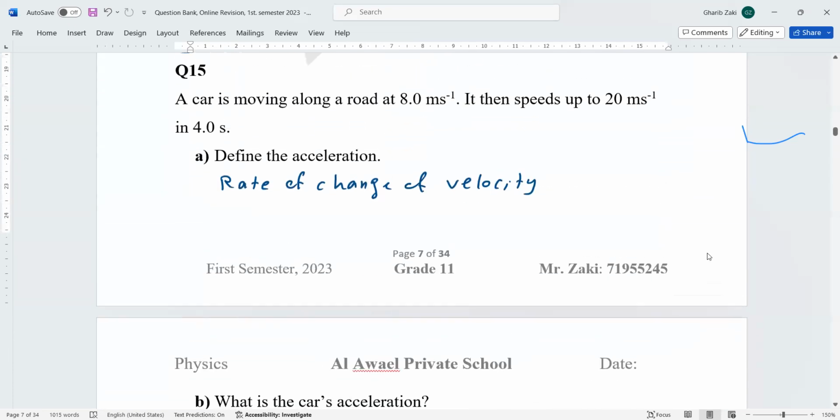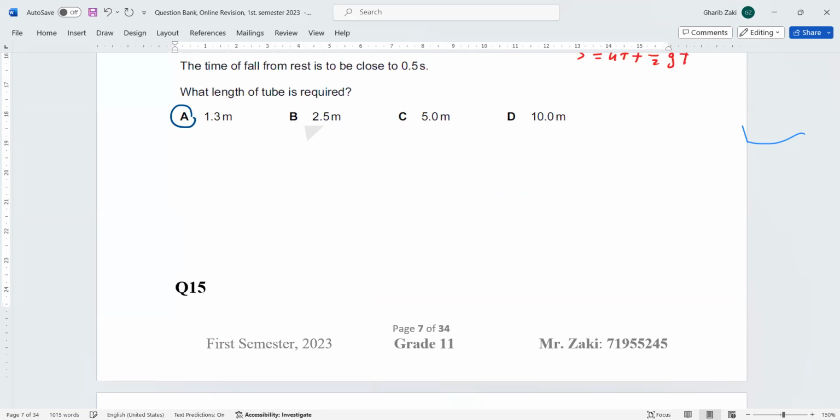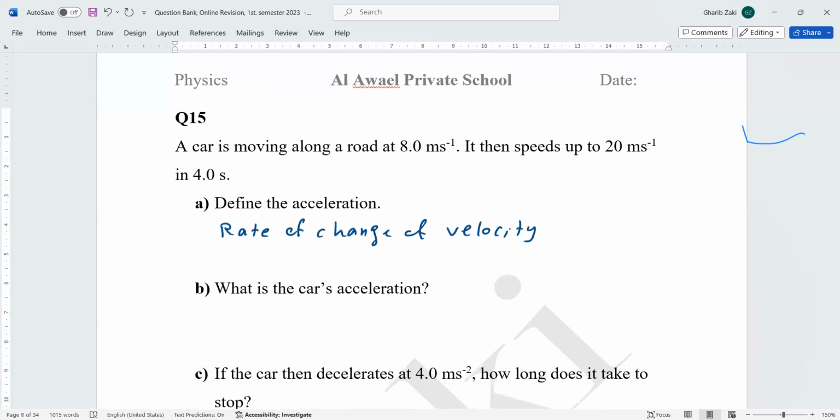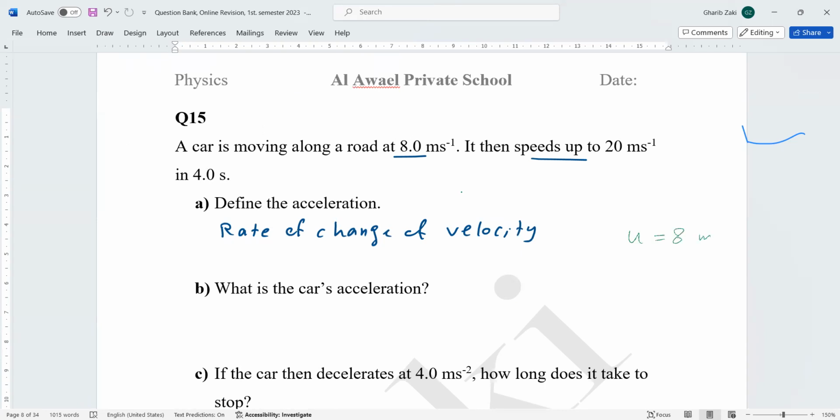Now, question number 2. In that question, we have to write the givens. A car is moving along a road at 8.0 meters per second, then speeds up. The first one is the initial velocity, so the initial velocity equals 8 meters per second. It speeds up, so the final velocity is 20 meters per second in 4 seconds, so the time is 4 seconds. Those are the givens.